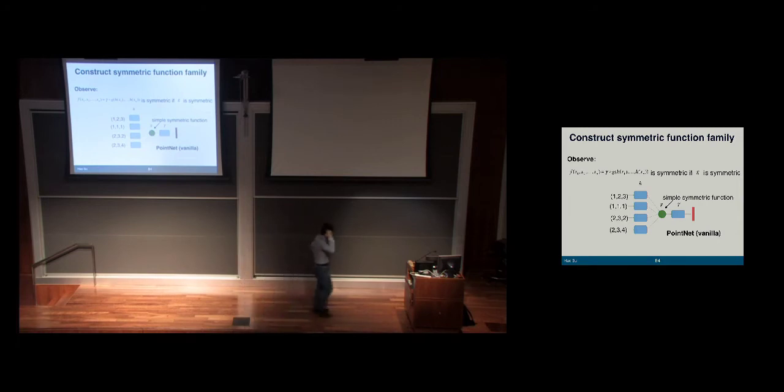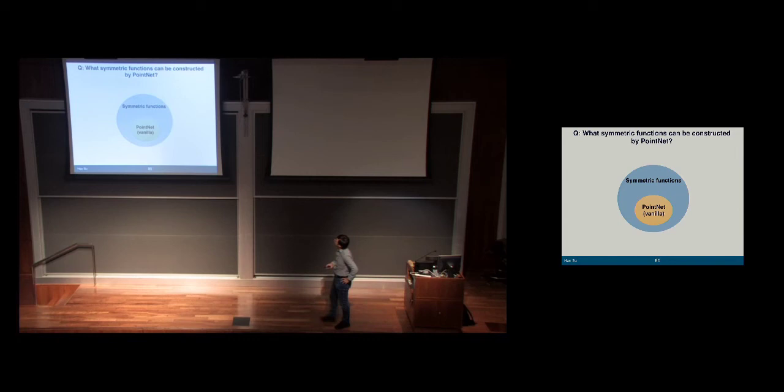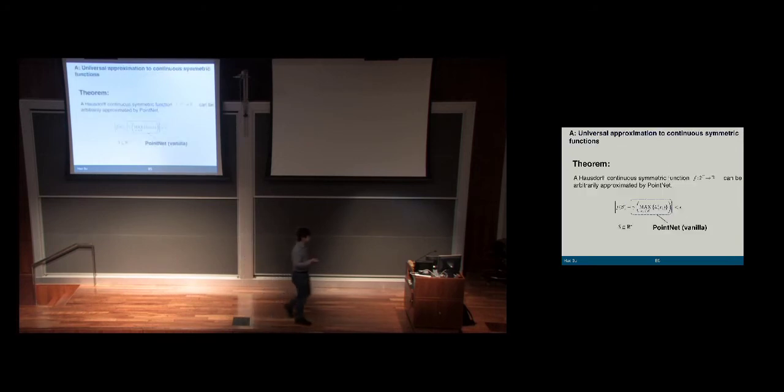But you may be wondering, for such a simple architecture, how powerful is it in terms of approximation ability? It's like, in the family of all the symmetric functions, how many of them could be approximated by such a simple architecture?